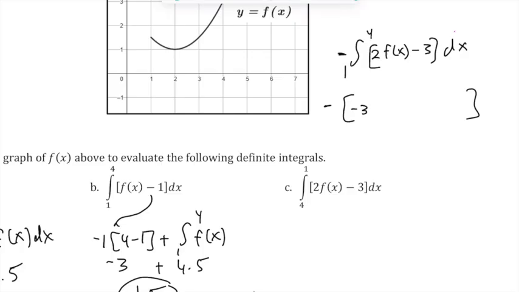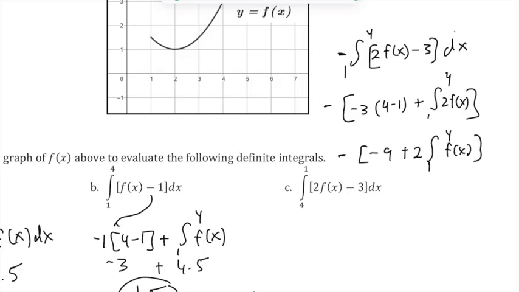So move the negative 3 out and then multiply it by the boundaries that are subtracted. And now be careful here because we do have a 2 that we need to pull out. So let's simplify this a little bit. We're going to get negative 9 for this part plus, and then again, I'm moving the 2 outside. Now, I know this region is 4.5, and then this is going to be 9 plus negative 9, which is going to equal 0.